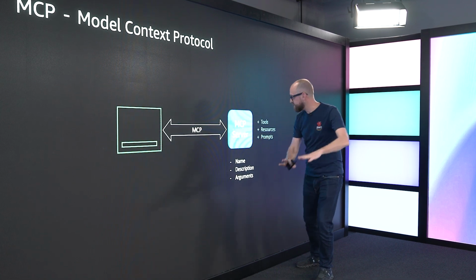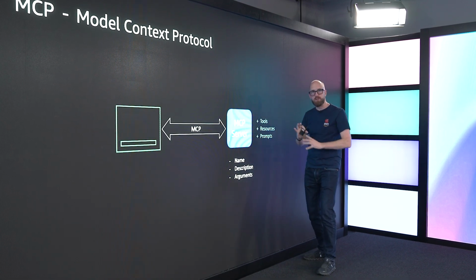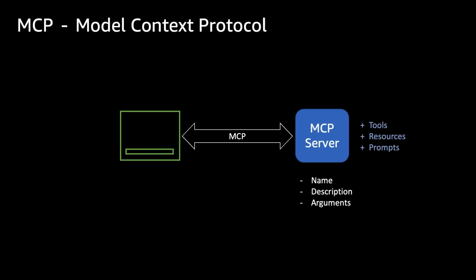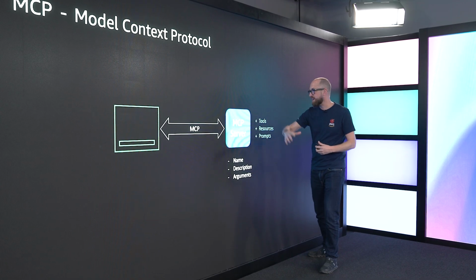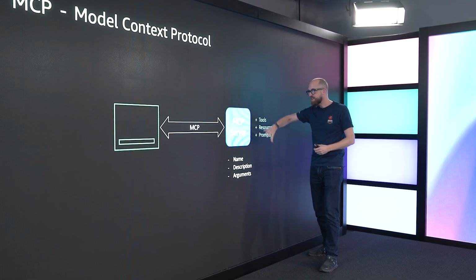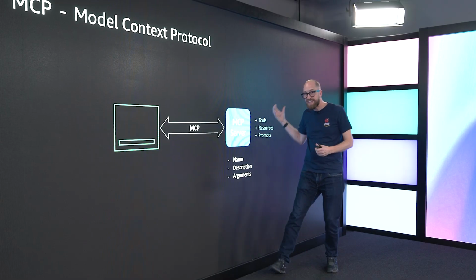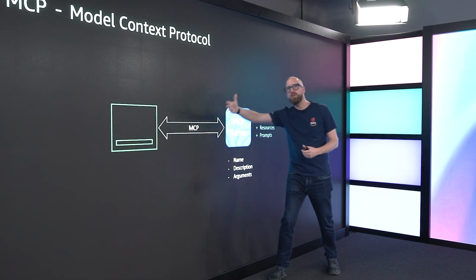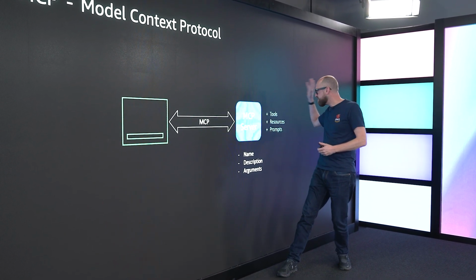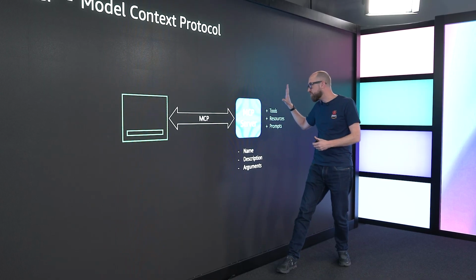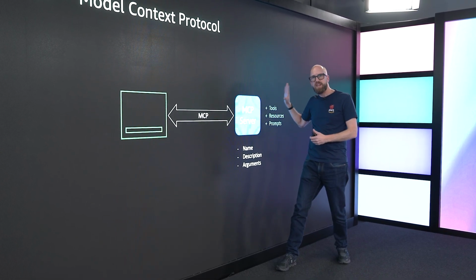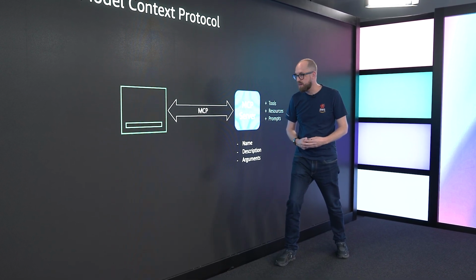Now, we also need to point out that it's not just about tools. We also have the ability inside of the protocol to have resources. So these are files or data. We also have prompts. So you can have prompt templates as part of the MCP server. So the MCP server can tell the agent how it wants to be interacted with. There's lots of flexibility in what you can store and what you can do inside of the MCP server.